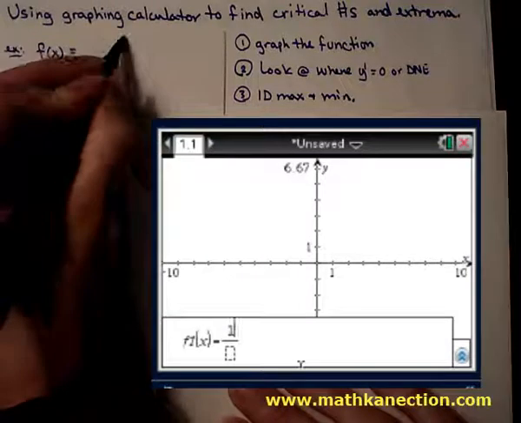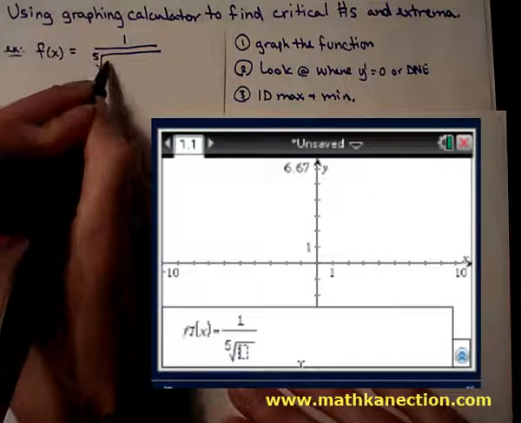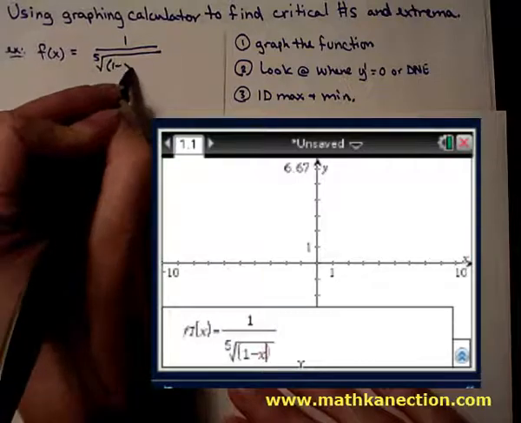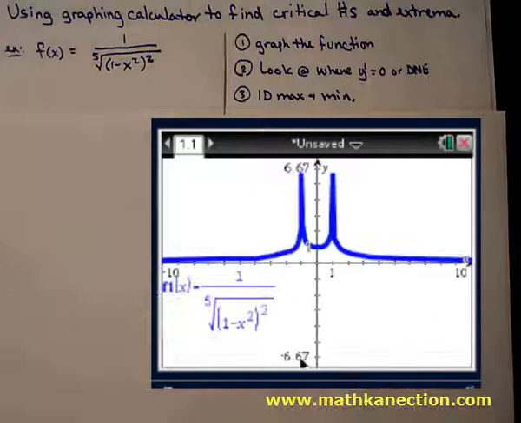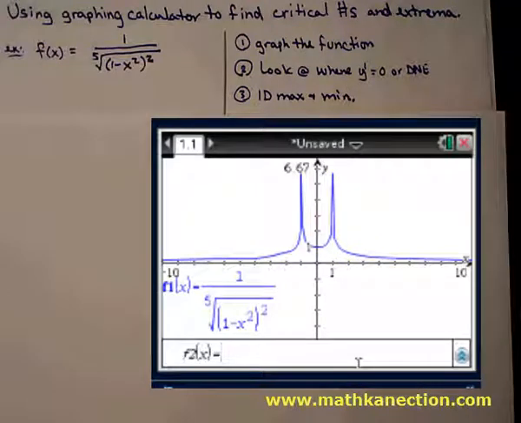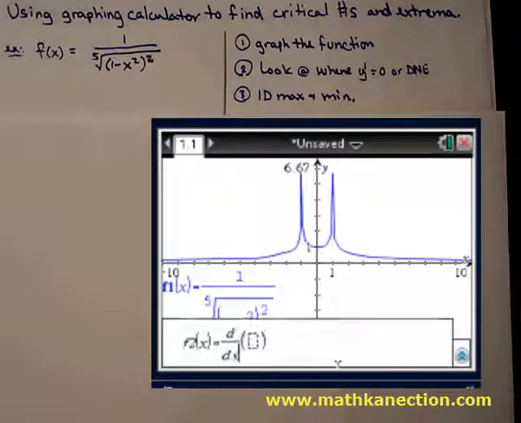So again, with our calculators, we're going to graph the function 1 over the fifth root of the quantity 1 minus x squared squared. So we graph the function. Then we're going to graph the derivative of the function to look at where the derivative is either equal to 0 or does not exist. So the derivative with respect to x of that f1 of x that we graphed.